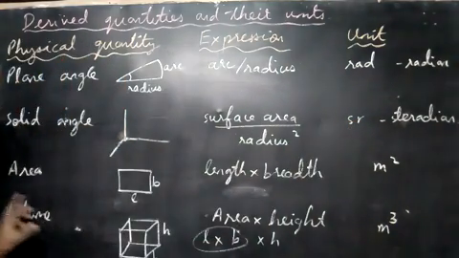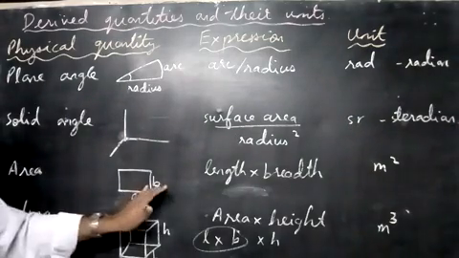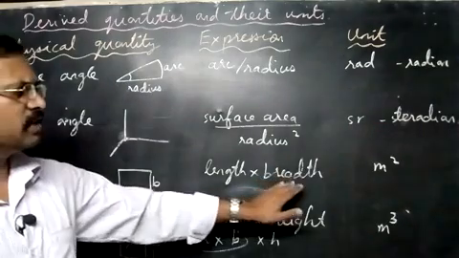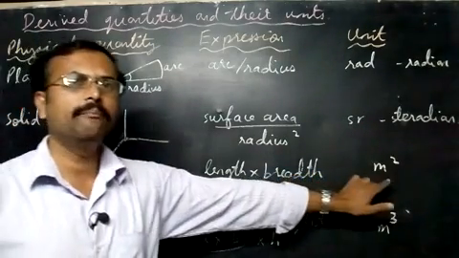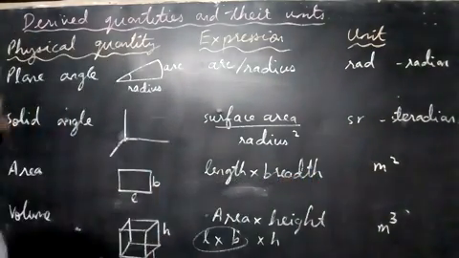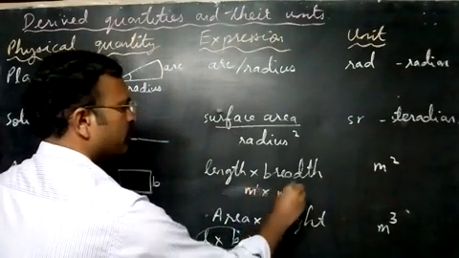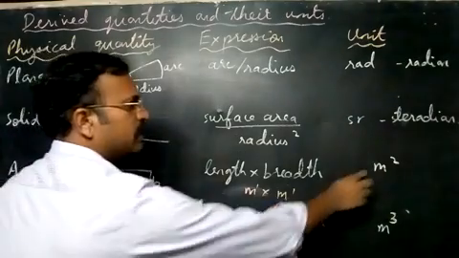Next one, area. We know that it is length into breadth. We'll take a rectangle, length into breadth. Length is measured in meters, breadth is measured in meters, so meter into meter will give us meter square. Let me write that also for you. Length is measured in meters, breadth is measured in meters, multiply these two, we get meter square.